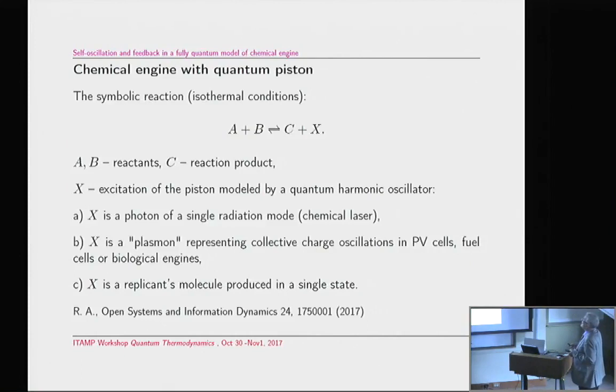Okay, so now the model. This is a quite radical simplification of the idea of a chemical engine, but it can also be applied to a heat engine, but I will concentrate on the chemical engine case. So in this system, the source of energy is a chemical reaction.